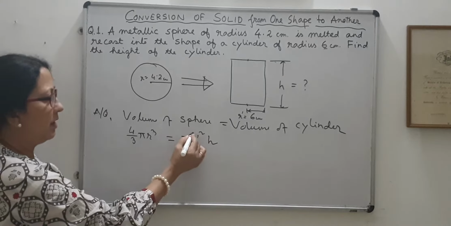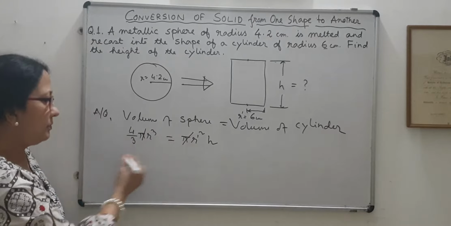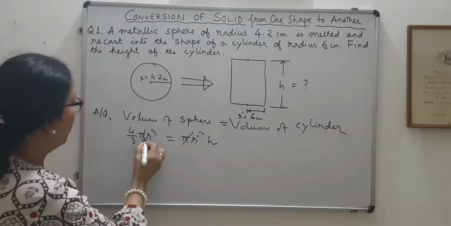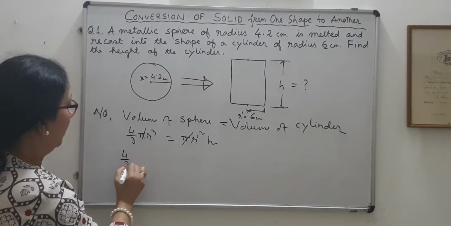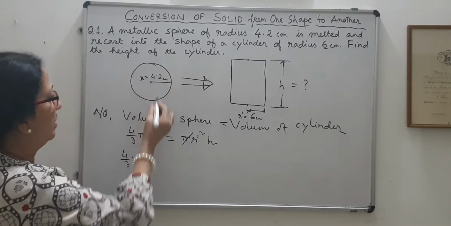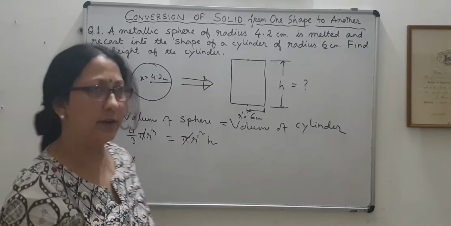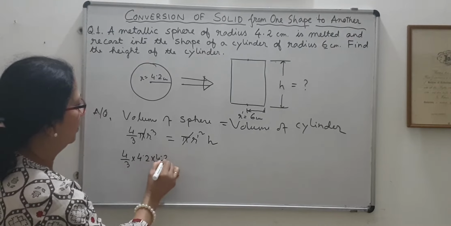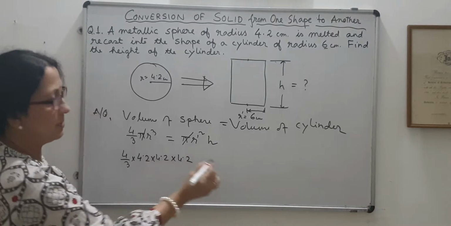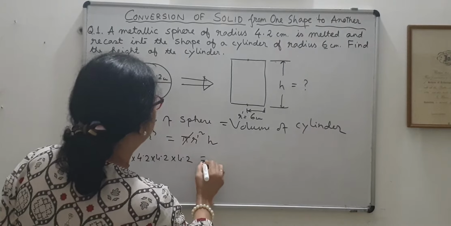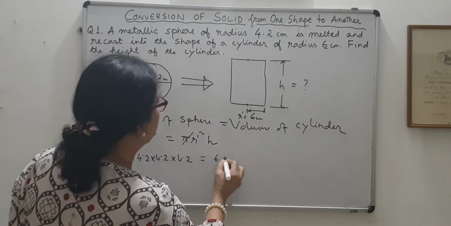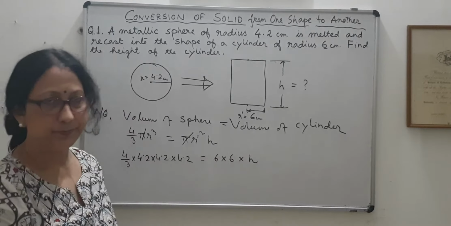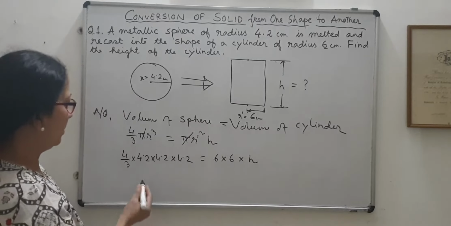So here we cancel out pi. Now you see the calculation scheme. Cancel out pi, now put the values: 4 by 3. Now instead of r, this is your r. So instead of finding 4.2 whole cube, what will I do? I simply write it in factor form. I am multiplying 3 times instead of finding the cube, saving my time. R dash is 6, so 6 square means 6 into 6. This is the way you should write. Then it will be so easy to simplify.